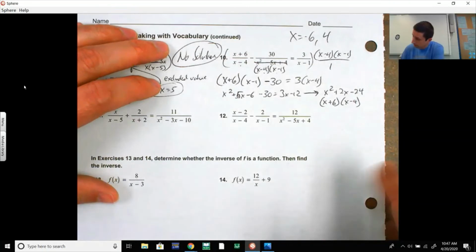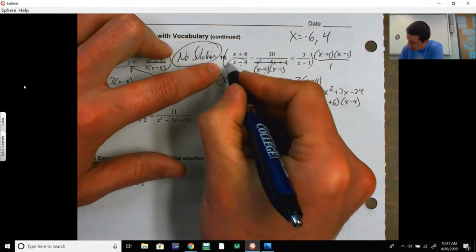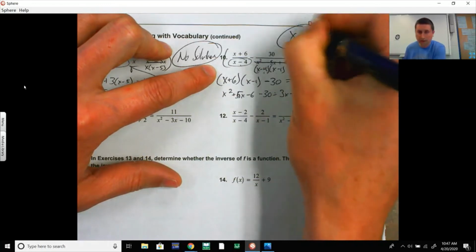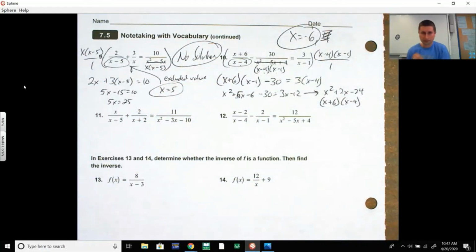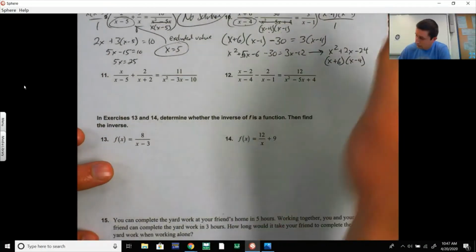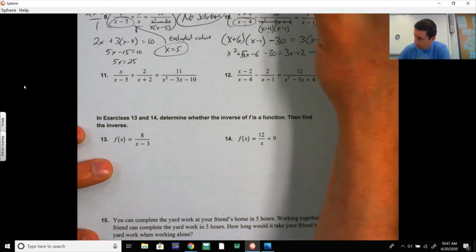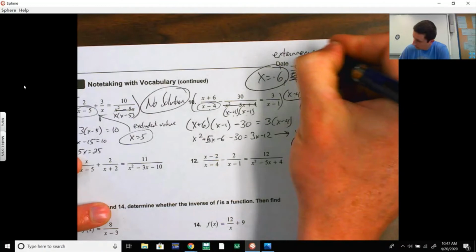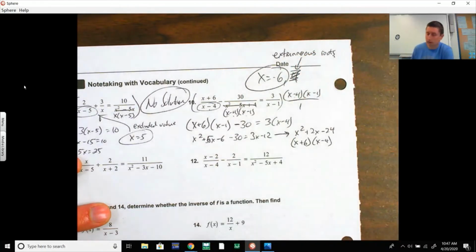Okay, negative 6 and 4, but check, we cannot use 4. 4 is an excluded value. Negative 6 would work, so I'm going to throw that one out. I'm just going to use that one. Okay. Those are called extraneous roots. Extraneous roots. Okay, extraneous roots.